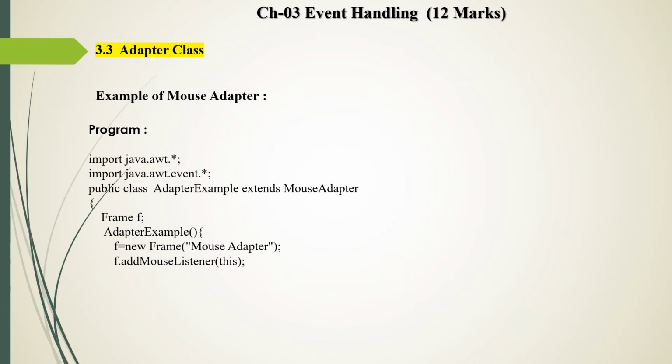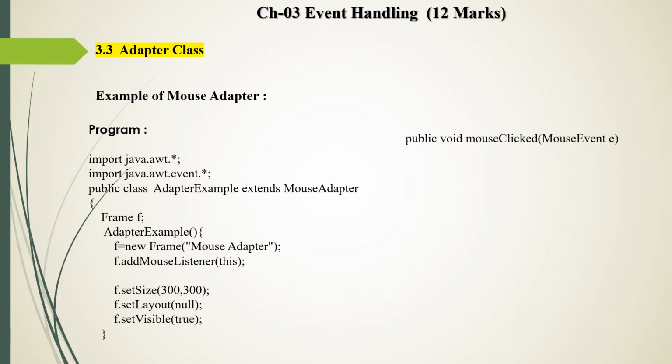The code for this: f is the object of Frame, f.addMouseListener, and in the brackets we pass this. Next we set the size of the frame, then we set the layout of the frame by the method setLayout, then we set the visibility of the frame by the method setVisible. Then we define and override one method, public void mouseClicked. MouseClicked is the method, and in this method we pass the MouseEvent object.